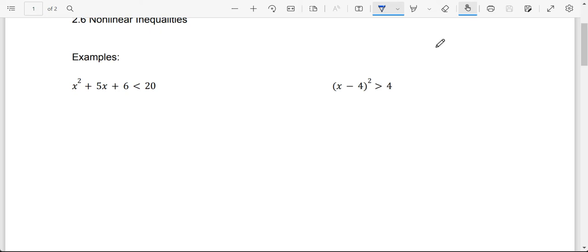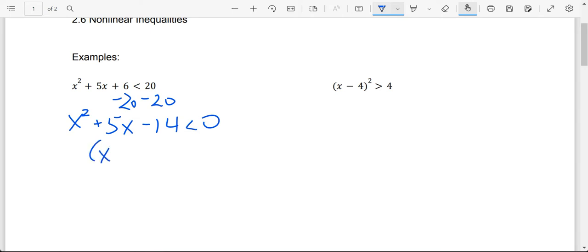There are a few strategies we need to apply. Let's make one side 0. That's probably the best strategy in this case. It would be minus 20. Then we factor: x plus 7, x minus 2. And the values that make it 0 are negative 7 and 2.